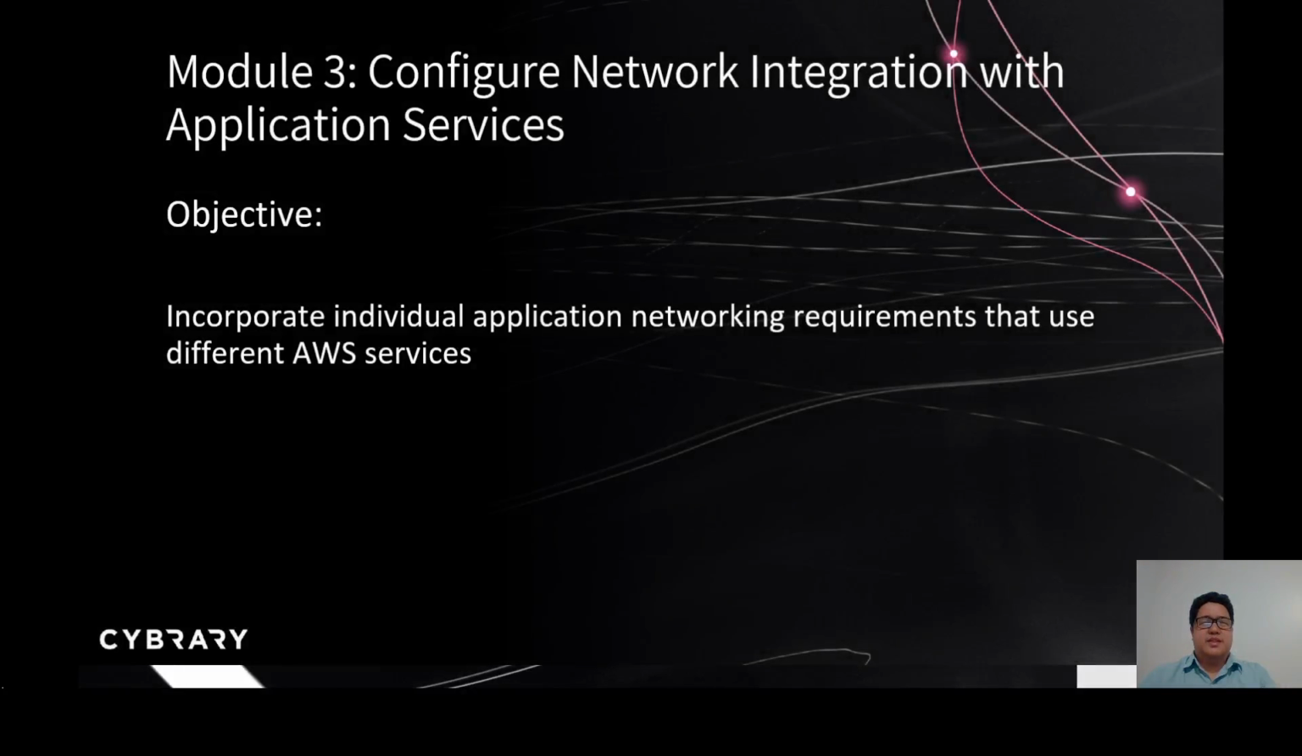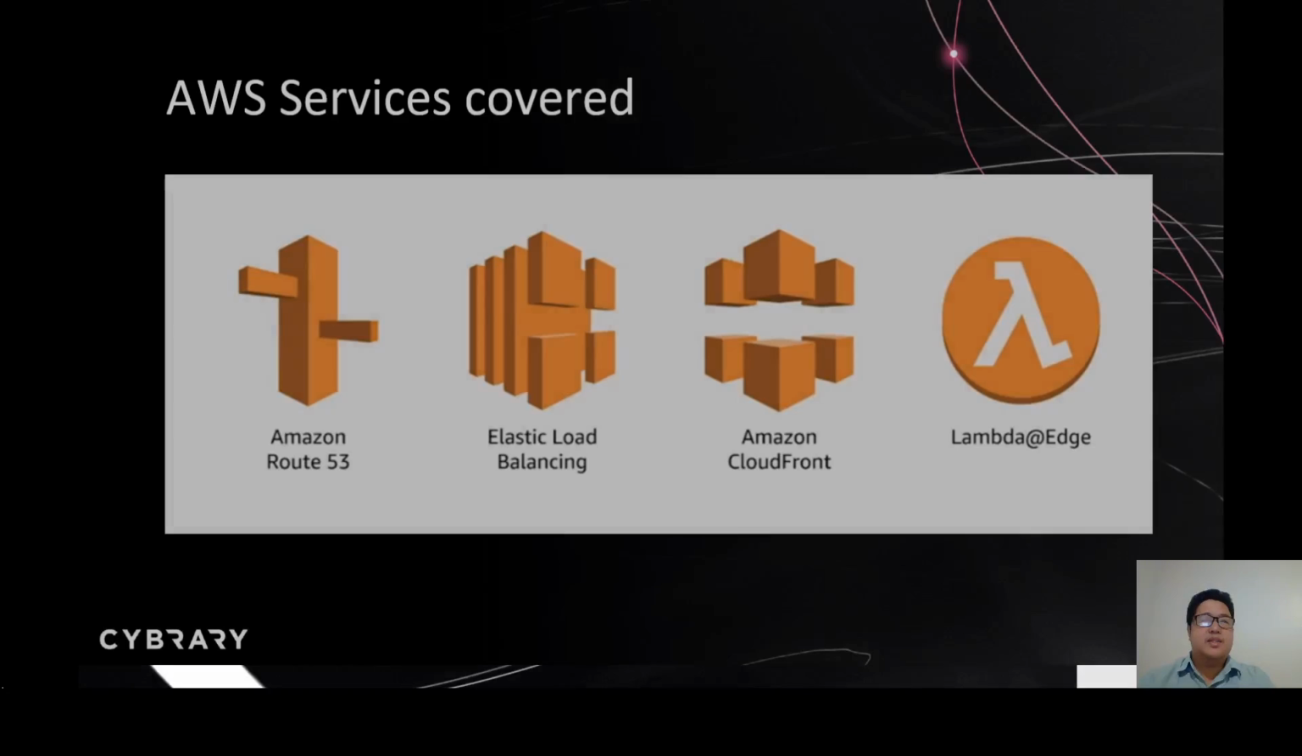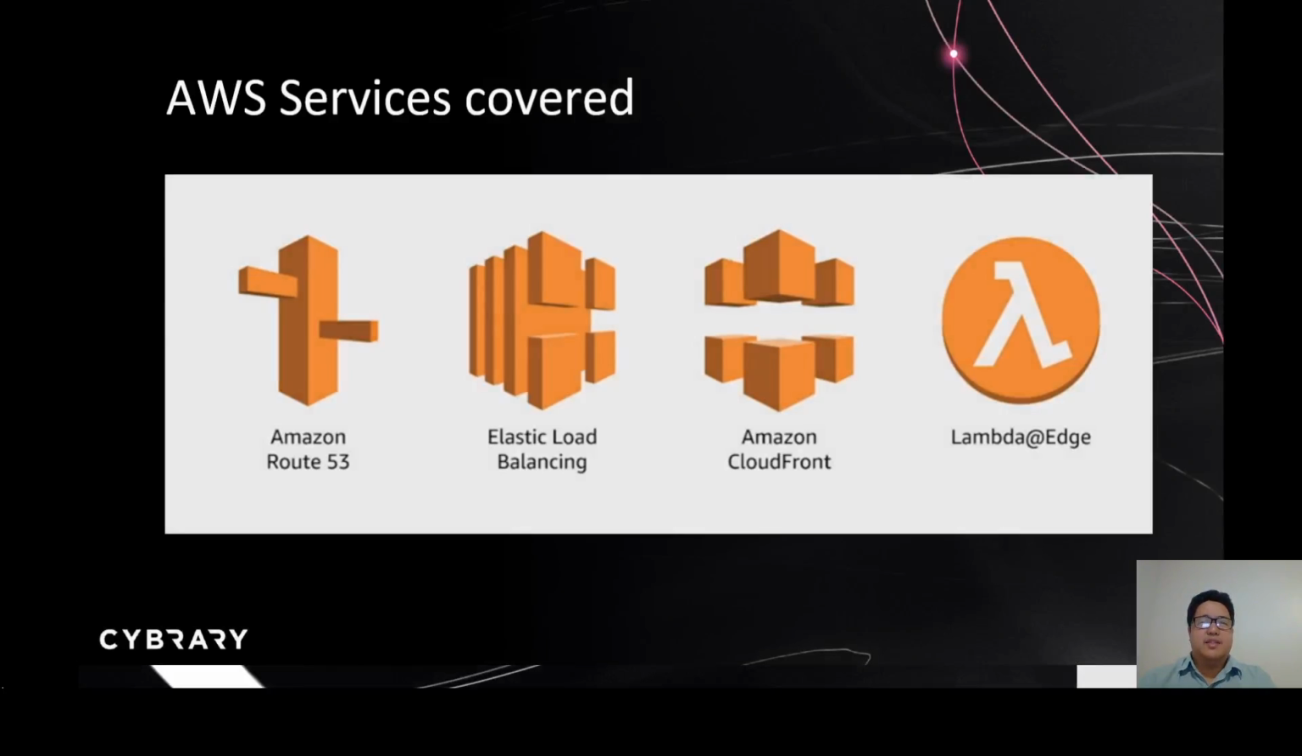Module 3. Configure network integration with application services. Objective. Incorporate individual application networking requirements that use different AWS services. AWS services covered. What are they? Amazon Route 53, Elastic Load Balancing, Amazon CloudFront, Lambda@Edge, and more. We'll discuss more of them in the next page.